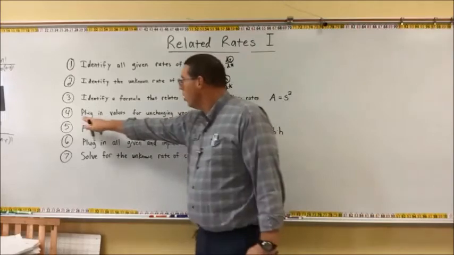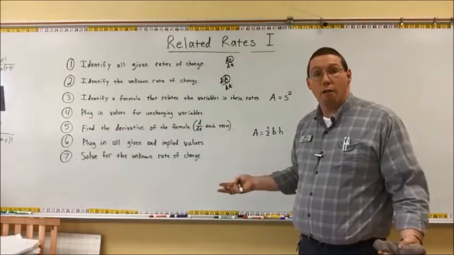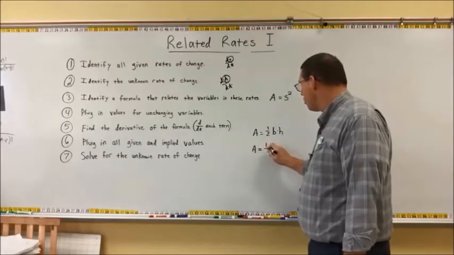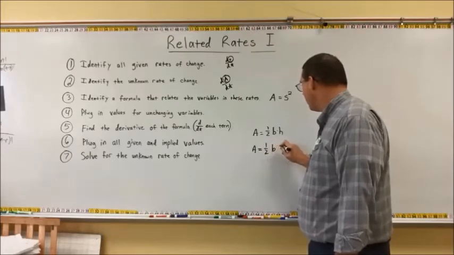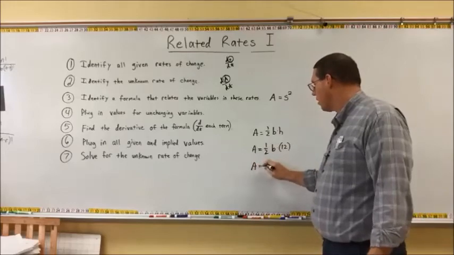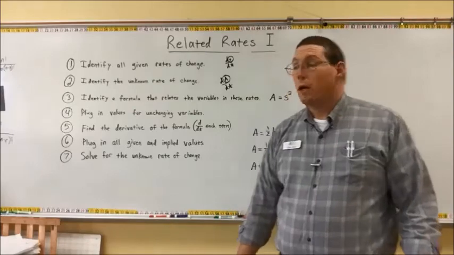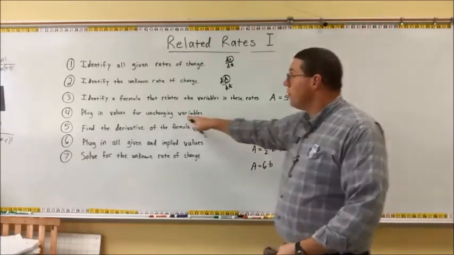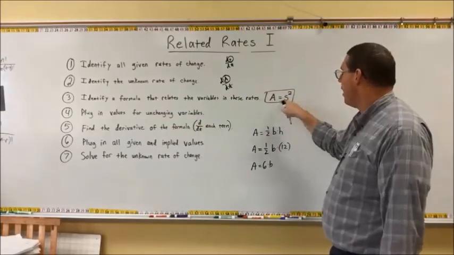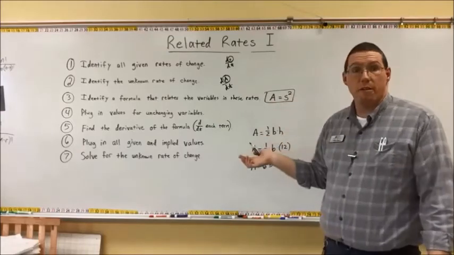So for step 4, if you were told that the height of the triangle was 12, then you would rewrite the formula as area equals 1/2 base times 12. And then, of course, 1/2 of 12 is 6. So you would now have area is equal to 6 times base. Okay? So you won't always do step 4. For example, with the area of a square, we can't plug anything in for A or S. If one of these variables is not changing, then the other one is not changing either.